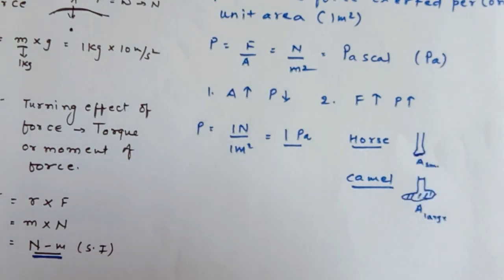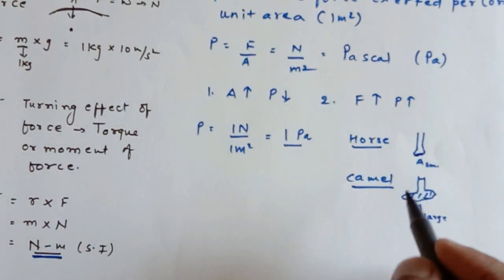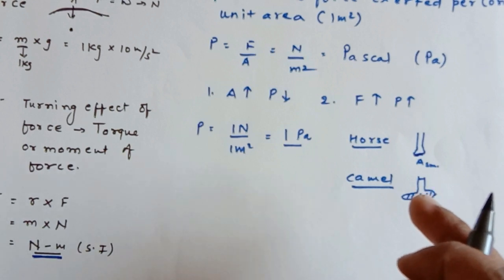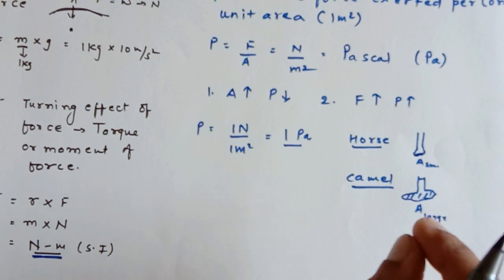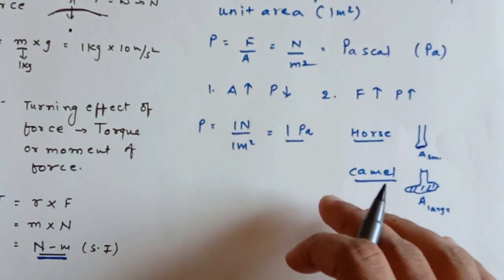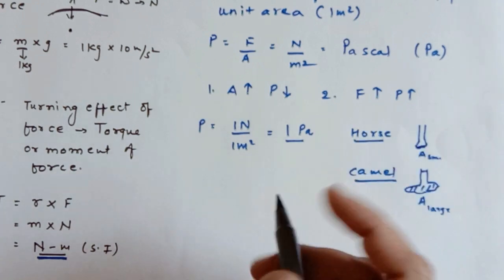Suppose they are running in sand, correct? And the pressure is less because the area is large, so the foot of the camel is going to go less deep inside the sand if they are running in a desert together, right? So these kind of questions.